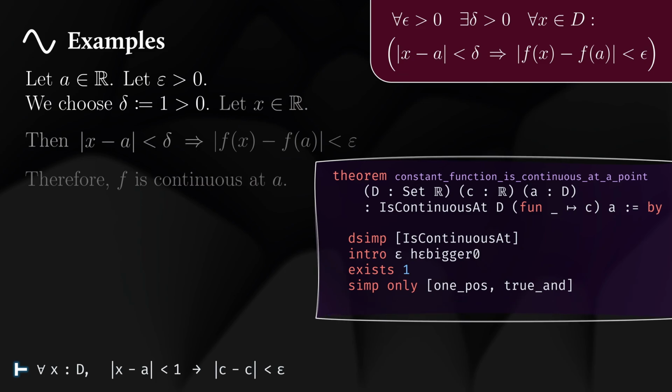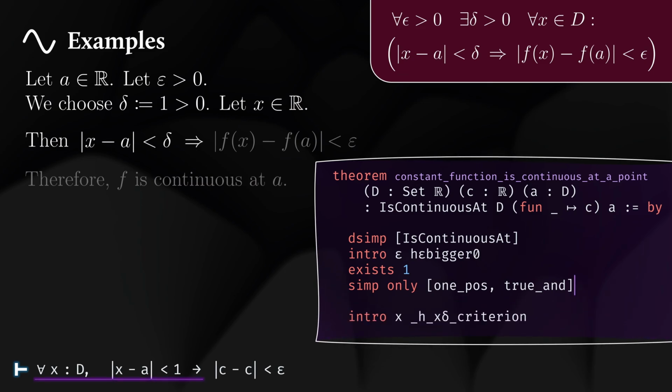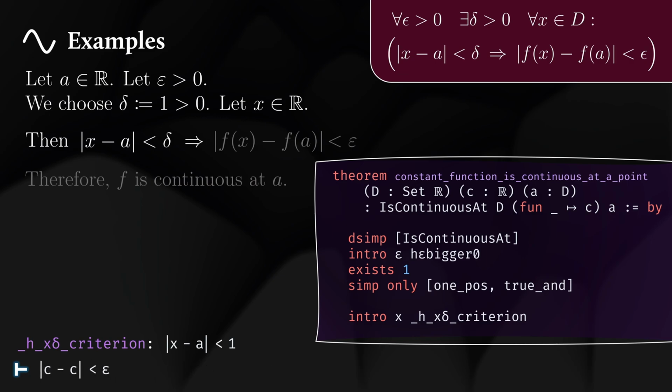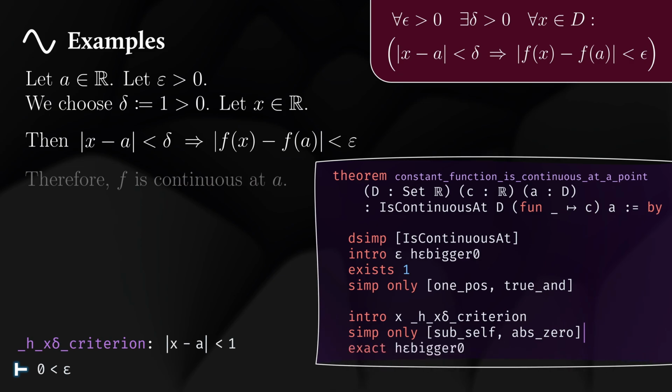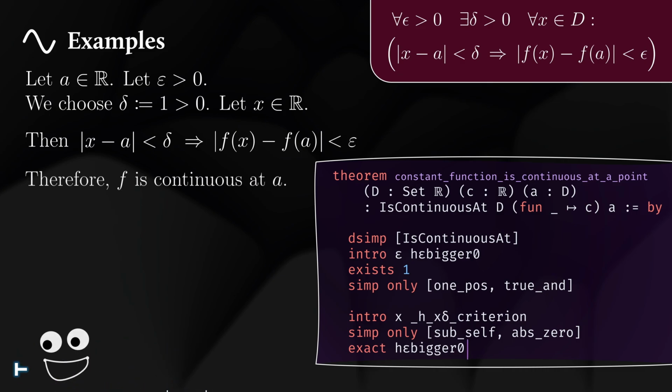Great, next, we introduce the variable x and the hypothesis that x is distance less than delta away from a. And in this case, delta is 1. And last but not least, we have to show that the absolute value of c minus c is smaller than epsilon. Let's do that. We simplify using sub_self, and then abs_zero, that is the absolute value of 0 is just 0. And there we go. Last thing to do is prove that 0 is smaller than epsilon. Well, that's by assumption, so we just plug in our hypothesis that epsilon is bigger than 0. Great, so nothing to do anymore here, and we are done.